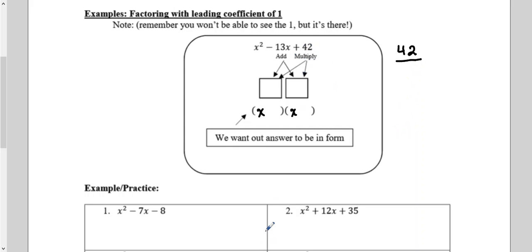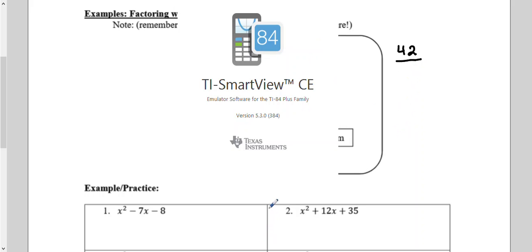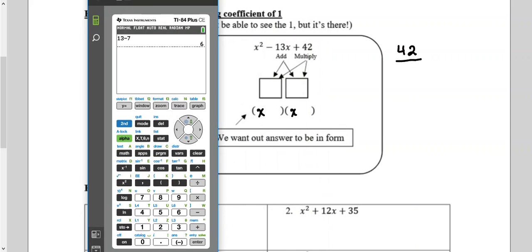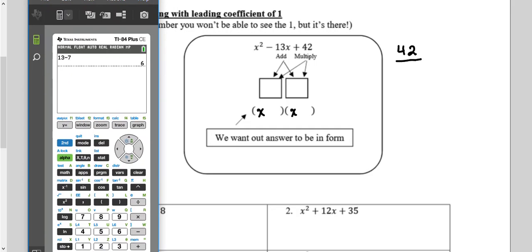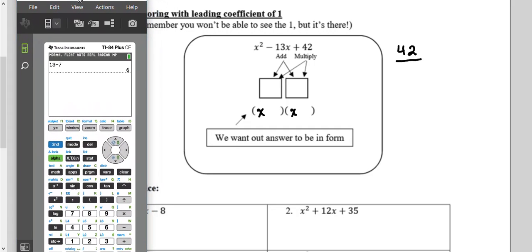So let me get my calculator to help with that. In your calculator, if you're watching this at home and you don't have a calculator, just know that you can always go to the library and check out a calculator there, okay?